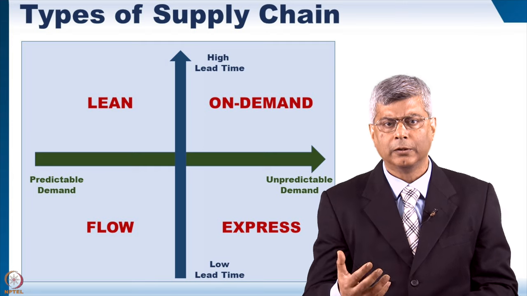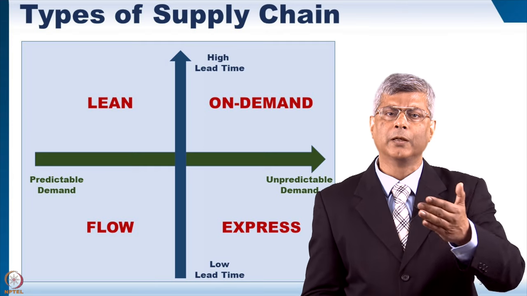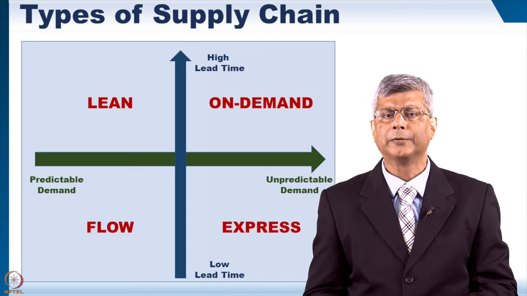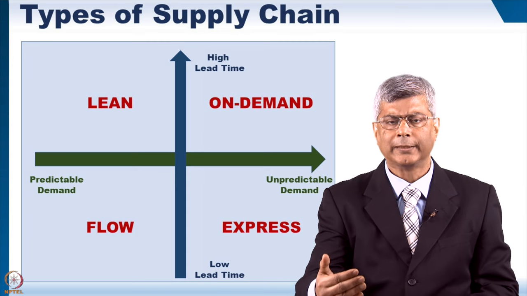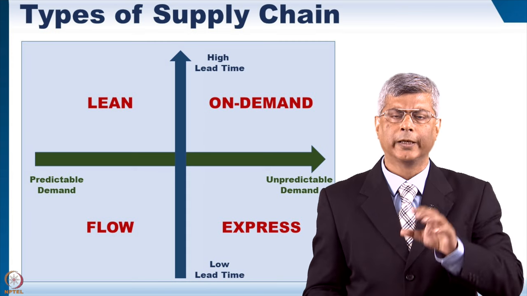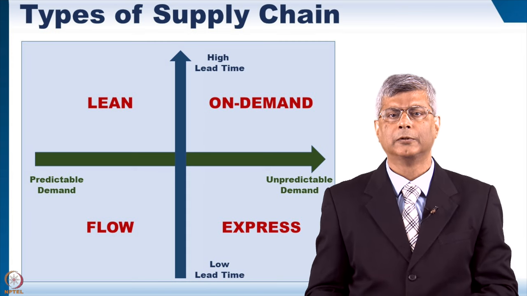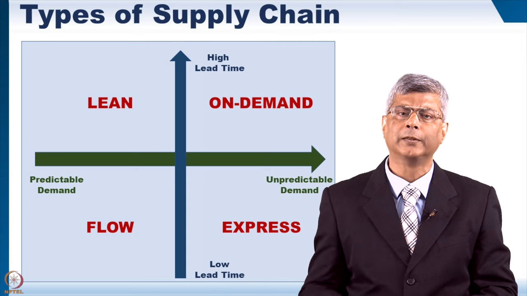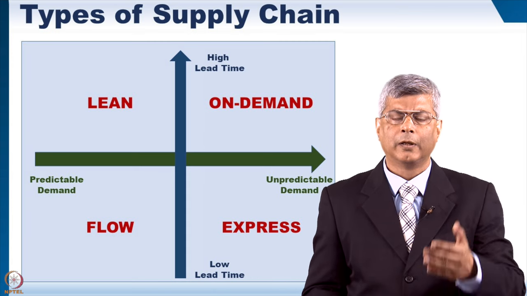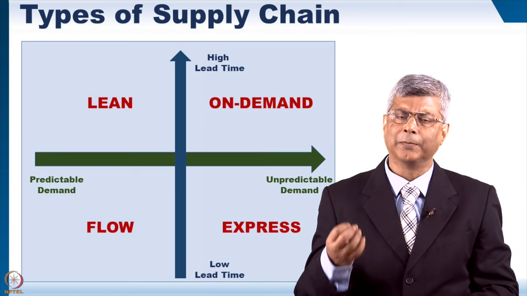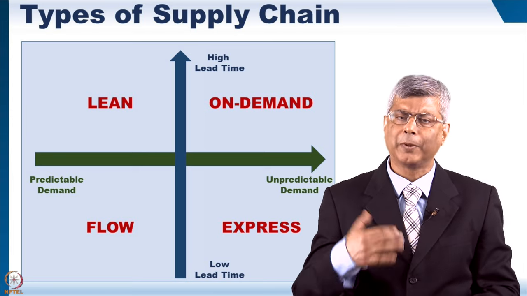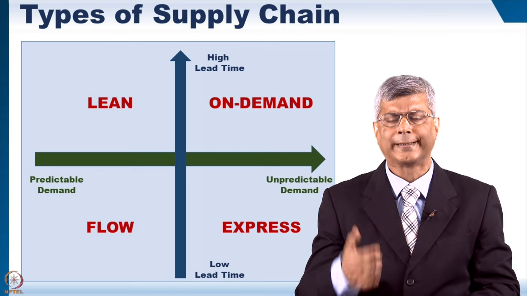Or it could be, you know, the rice coming from the field into the rice mill. So it doesn't take more than 1 or 2 hours for the rice to come from the field into the rice mill, or the sugarcane from the field to the sugarcane mill. And the demand is more or less stable. The demand for rice or oil and gas or sugar may be quite stable. And that's called a flow. It's a continuous flow.